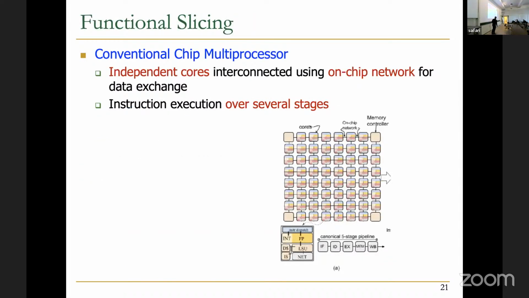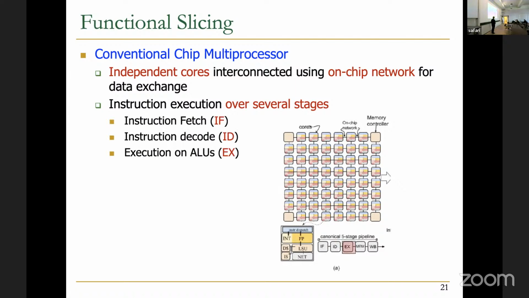How does it do this? So it uses functional slicing, and for that, consider this conventional chip multiprocessor that contains independent cores that are interconnected with a network for data exchange. And each of these cores does instruction execution over several stages. You can see these here, just the canonical pipeline that you probably know: instruction fetch, instruction decode, execution on the ALUs, memory access, and write back.